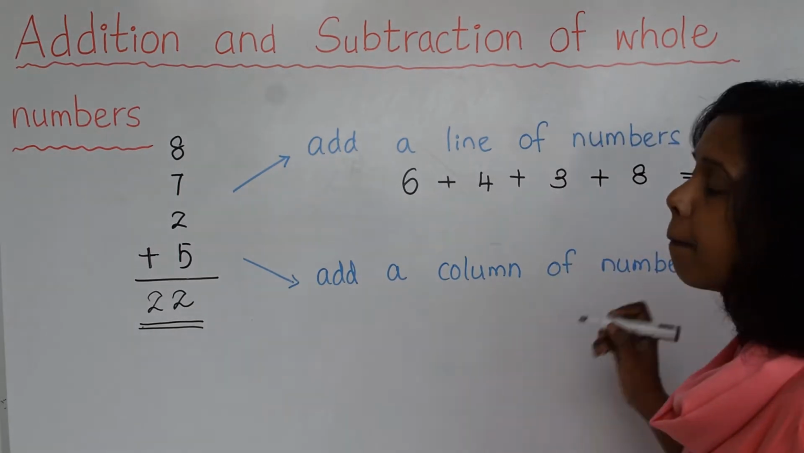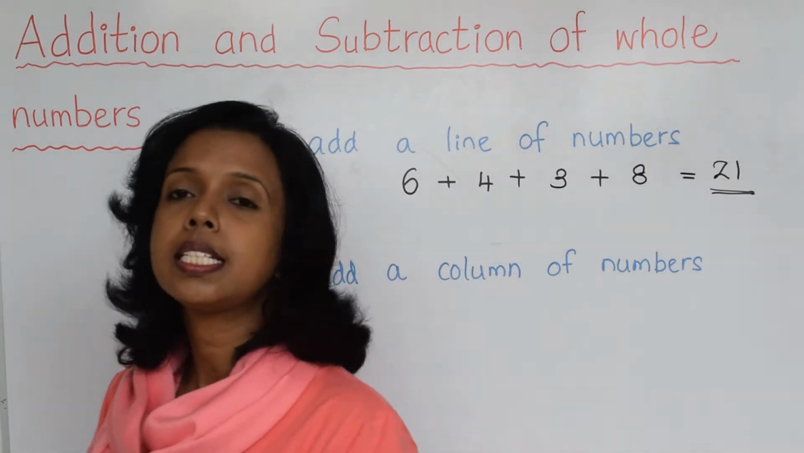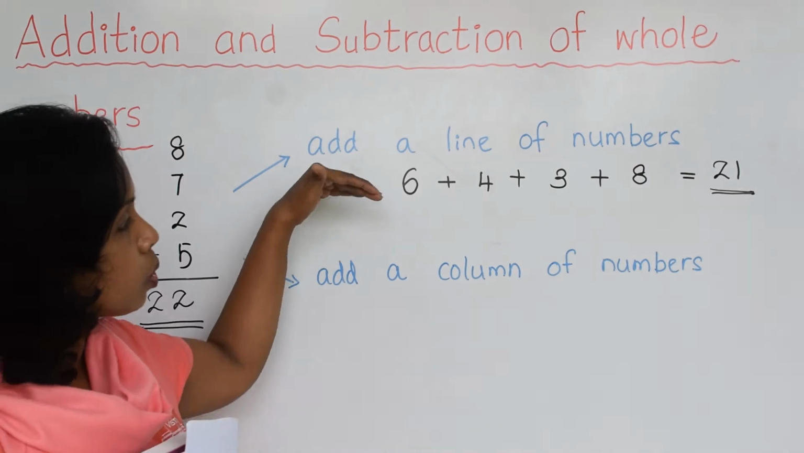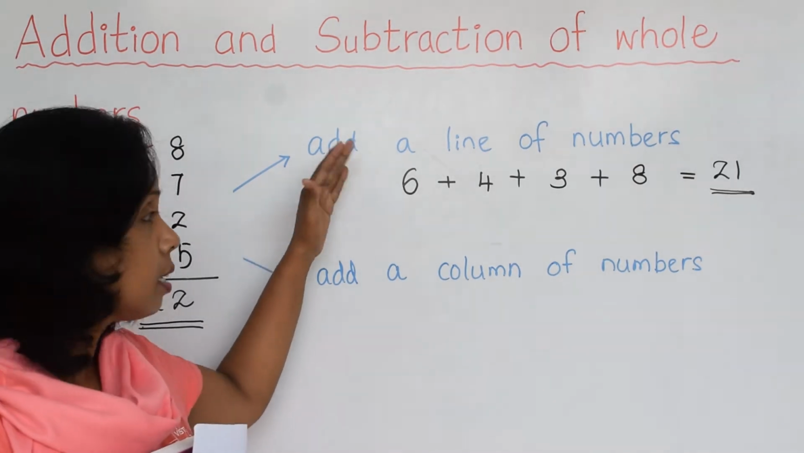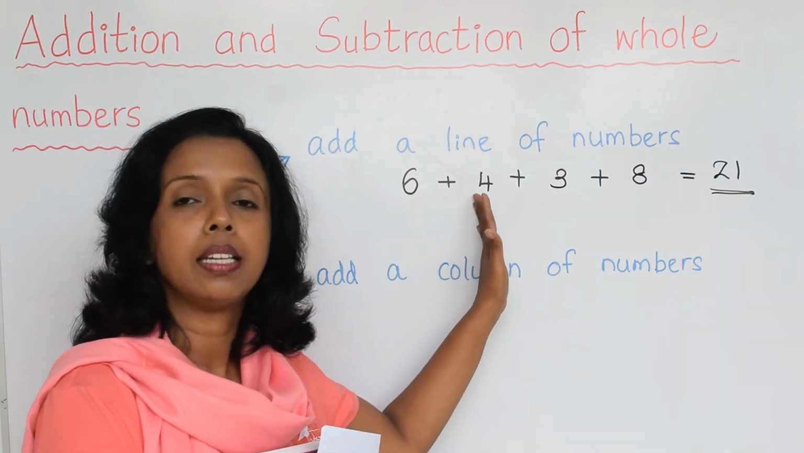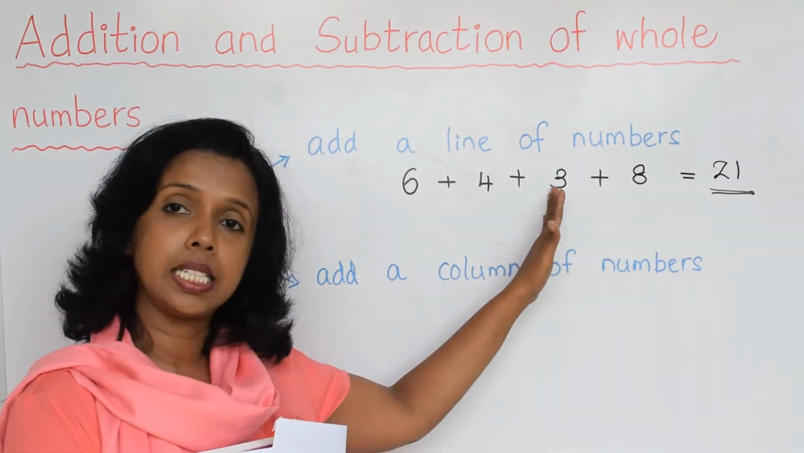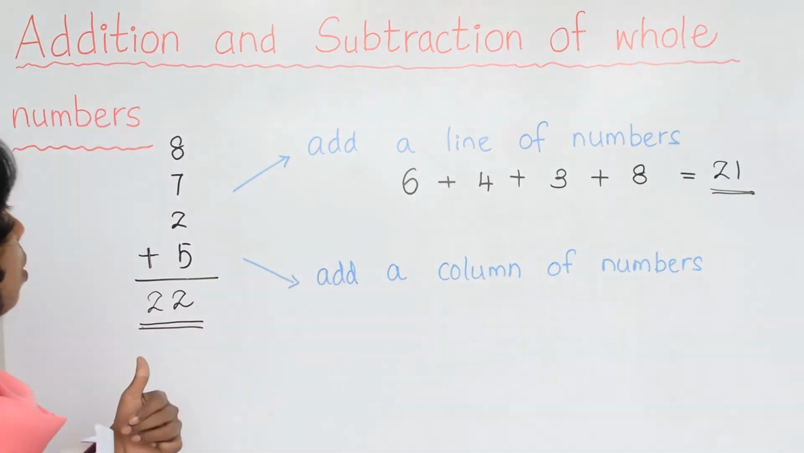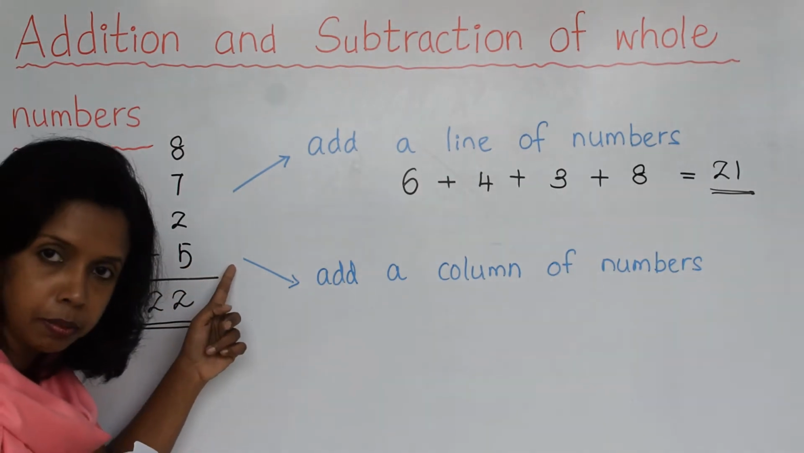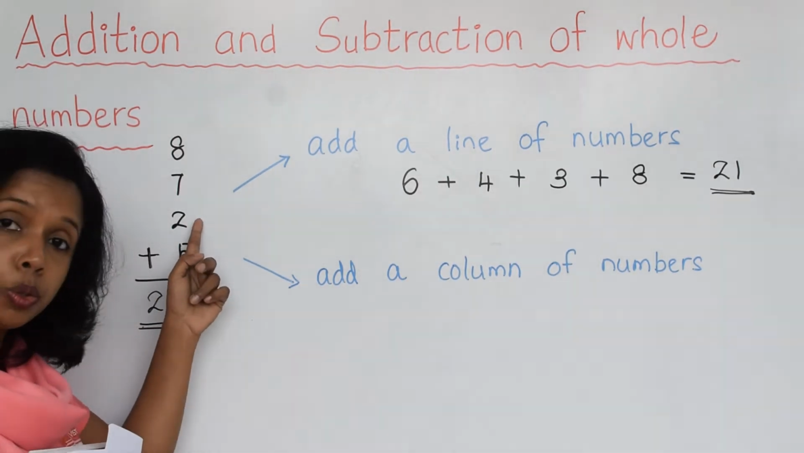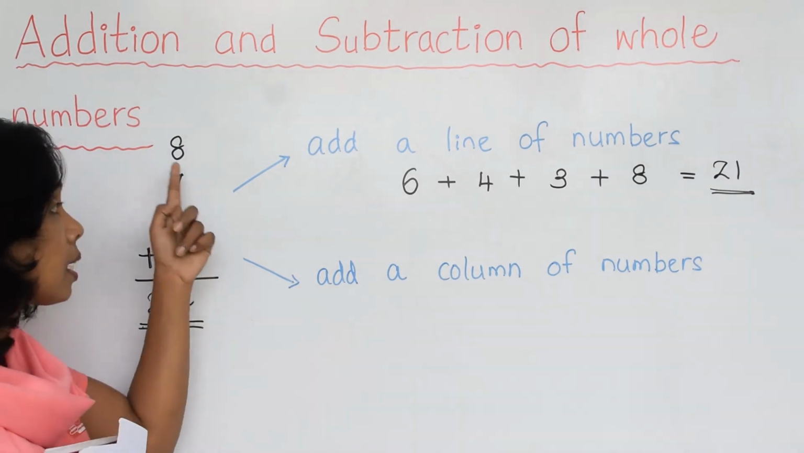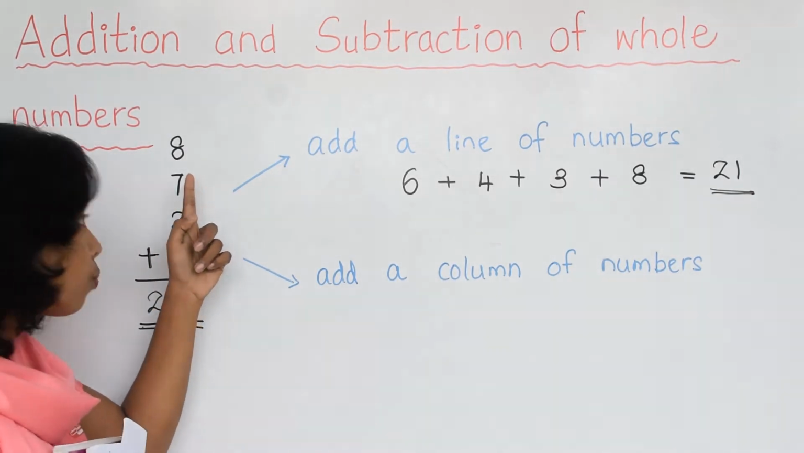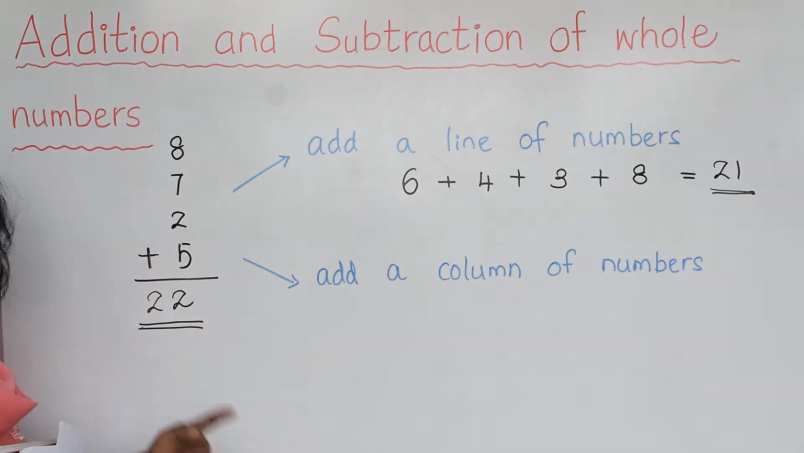Right? Can you understand? If it is a line of numbers, you start from the left, right? 6 plus 4, then 10. 10 plus 3, 13. 13 plus 8, it is 21. If it is a column of numbers, you start from the bottom, right? 5 plus 2, 7. 7 plus 7, 14. 14 plus 8, it is 22.